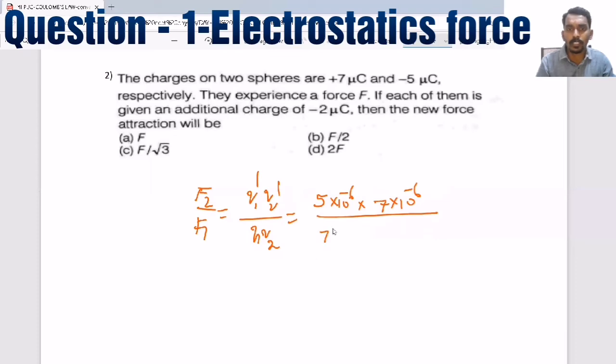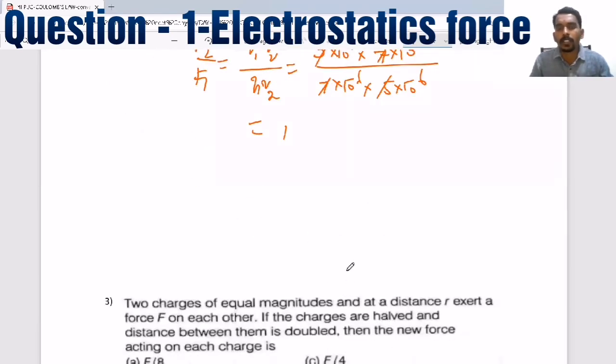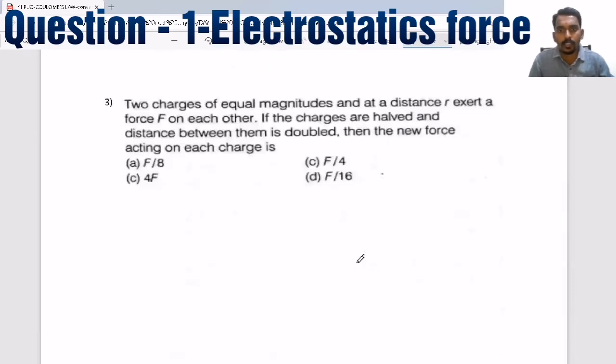Divided by Q1 is 7 and Q2 is minus 5, nothing but 5. So they cancel. So what is the ratio? 1. That means the force remains the same. There is no change in the force. Even though you added additional charge to each of them and the charges got changed, the product remained the same. So the new force and the initial force are both the same. This way you can compare the electrostatic force between two situations.